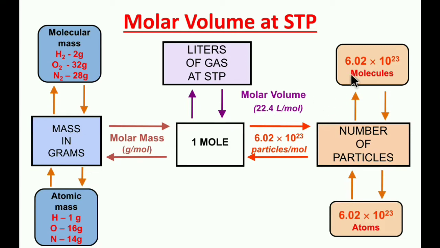6.02 into 10 to the power of 23 molecules of any substance occupy 22.4 liters of volume at STP. At the same time, 6.02 into 10 to the power of 23 atoms occupy 22.4 liters of volume at STP. That means we can also apply the same A, B, C here. So A is equal to B, A is equal to C, then B is equal to C.